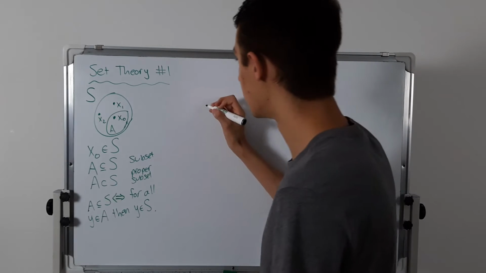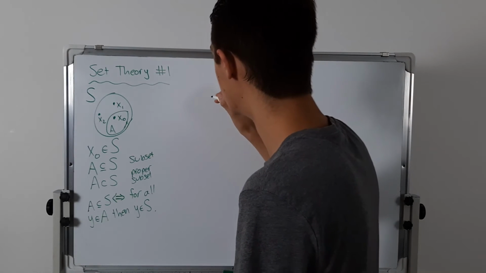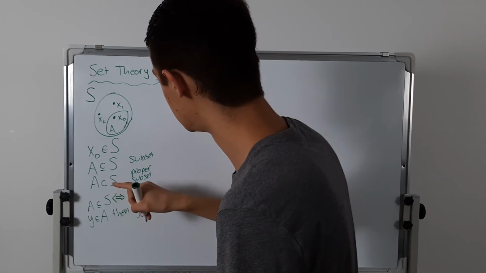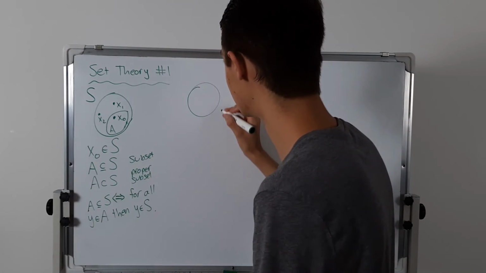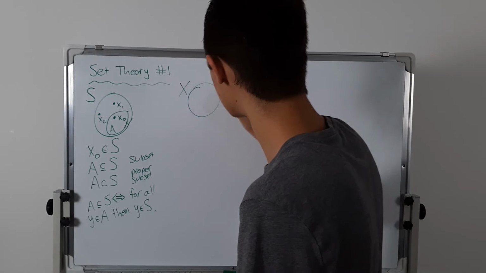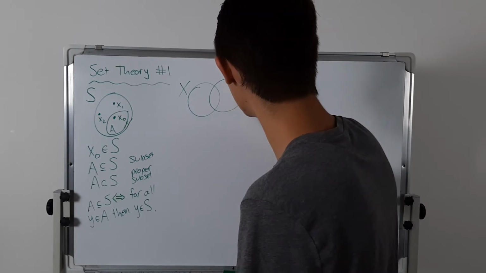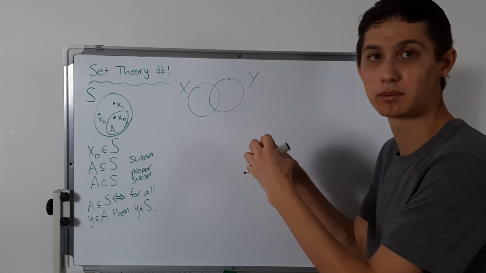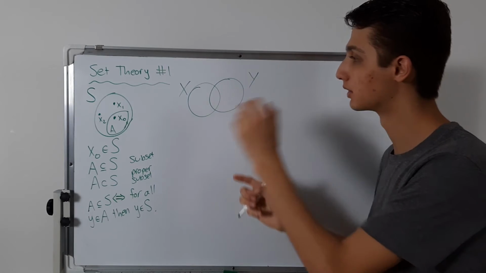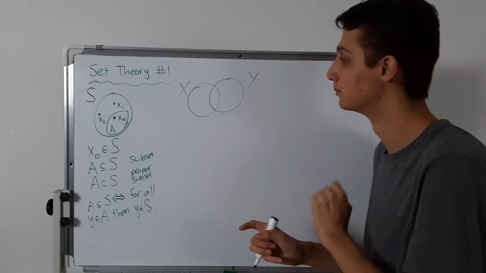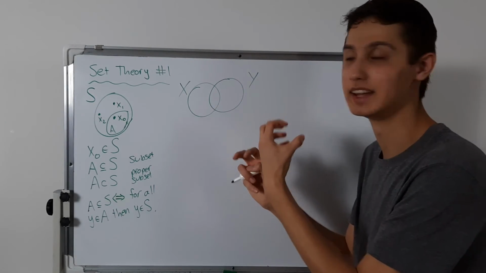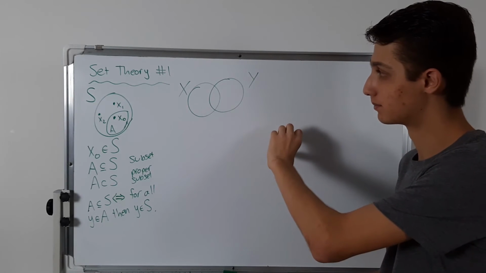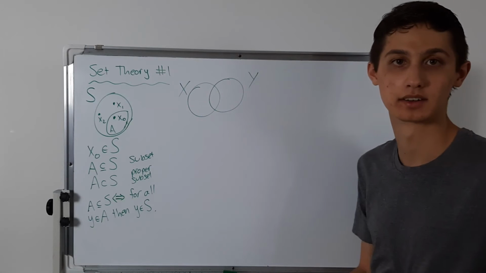What if we take two sets? Let's say we have a set capital X and a set capital Y, and you can see that they're intersecting together. Part of it is inside of the other, but they're not subsets of each other, right? Because they're not entirely contained within each other. So we have these two sets, X and Y, that have a place where they intersect.